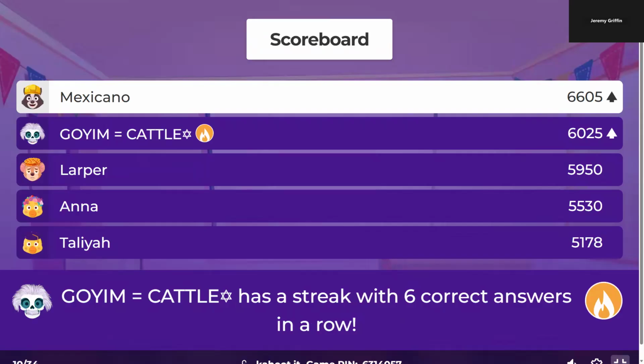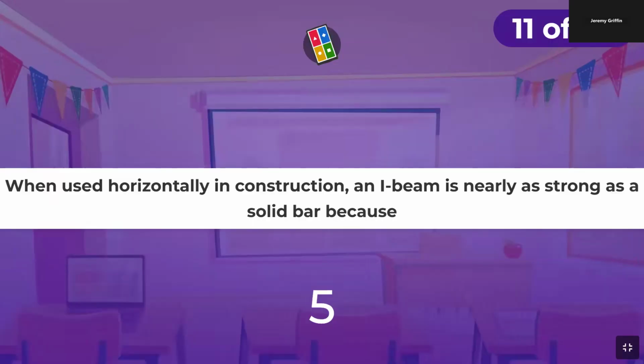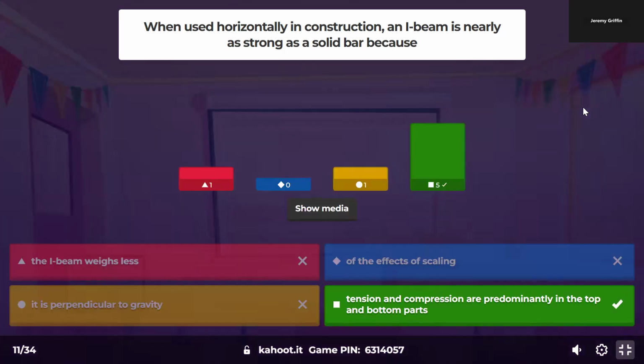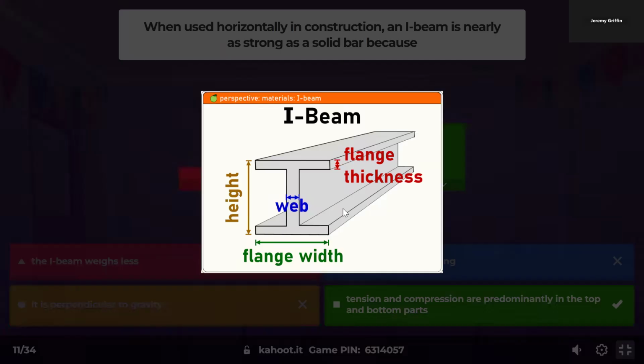When used horizontally in construction, an I-beam is nearly as strong as a solid bar because the tension and compression are primarily in the top and bottom parts. Here, go back to this picture.